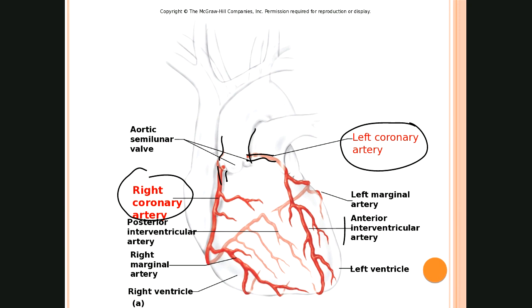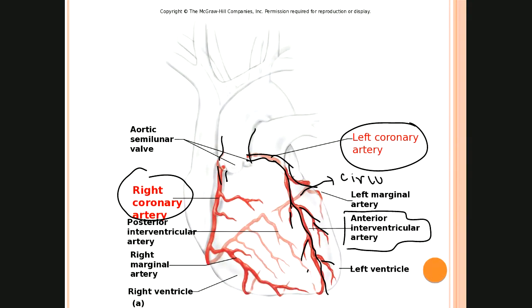On the left side, the left coronary artery is actually very short, and almost immediately branches into two other blood vessels. One of them is going to travel down the interventricular septum, and this blood vessel is called the anterior interventricular artery, which is going to be feeding the left ventricle. The other branch of the left coronary artery is called the circumflex. We don't have it labeled here, but it would be that one there, circumflex.